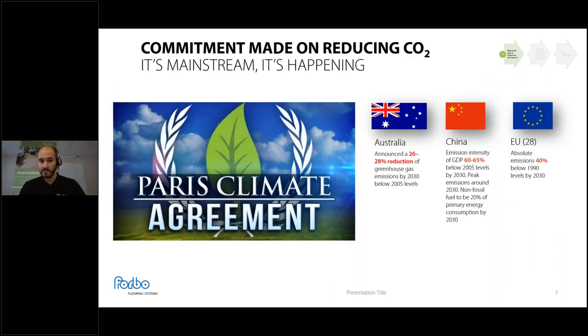That's why you heard about the Paris Climate Agreement. For example, Australia announced that they will reduce greenhouse gas emissions by around 26-28% by 2030, below the 2005 levels. And in Europe, the commitment taken is about 40% below the emissions we had in 1990. So this is the level that we will have to reach, minus 40% by 2030. And for the USA, we'll check what will happen with the new president Joe Biden in a few months.